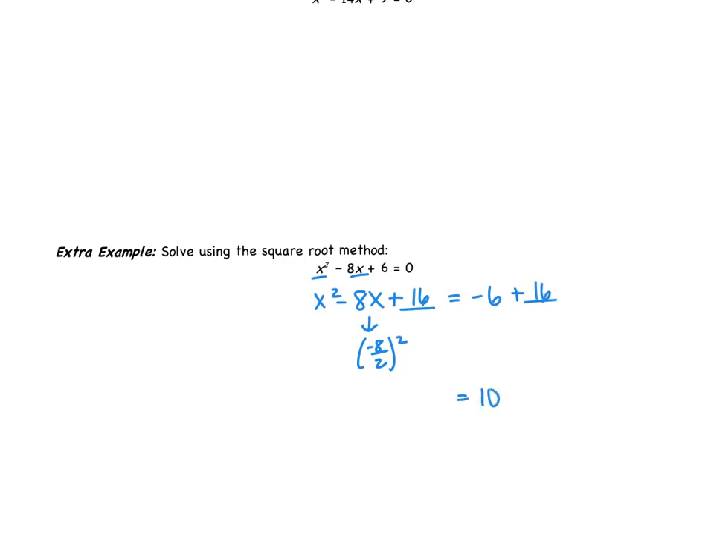The right side we end up with 10. The left side, looking for 2 numbers that multiply to 16 and add to negative 8. It's negative 4 and negative 4. So we get x minus 4 squared. At this point, I'm ready to take a square root. So I get x minus 4 equals plus or minus root 10. Lastly, add that 4 over, and we get 4 plus or minus root 10.